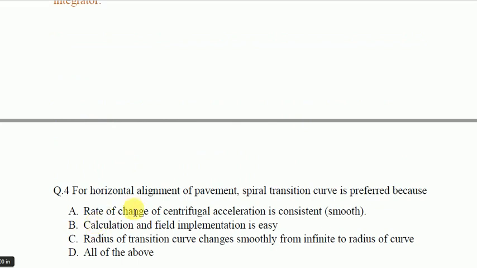Let's move towards question number 4. For horizontal alignment of pavement, spiral transition curve is preferred because: option A, rate of change of centrifugal acceleration is consistent or smooth; option B, calculation and field implementation is easy; option C, radius of transition curve changes smoothly from infinite to the radius of curve. As we know, transitions are provided for all these purposes shown in options A, B and C. So option D will be correct, all of the above.